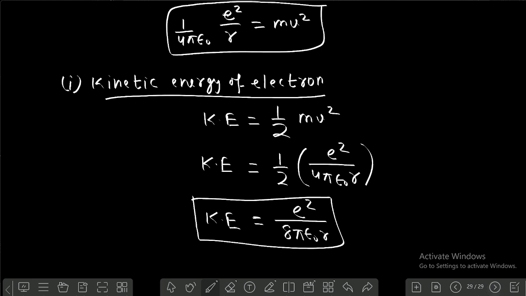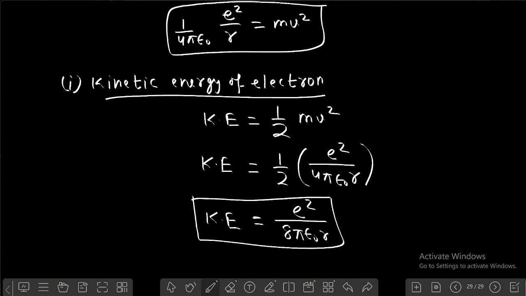Now next, go to the next page. Copy from the other. Kinetic energy of electron. Right? Kinetic energy of electron. Centripetal force. Centripetal force is what?